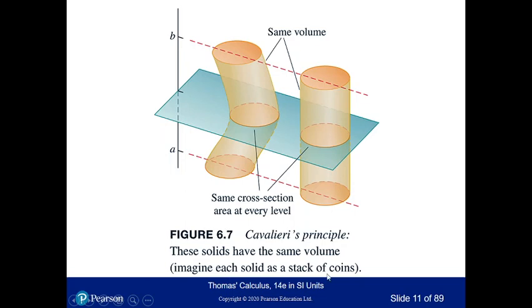And it says imagine each solid as a stack of coins. Yes, really true, because at every level the cross-sectional areas have the same base area. Okay, and they have the same height. Look at that, the heights of the cylinders are the same, so they have the same volume. So this is a really nice, interesting example.